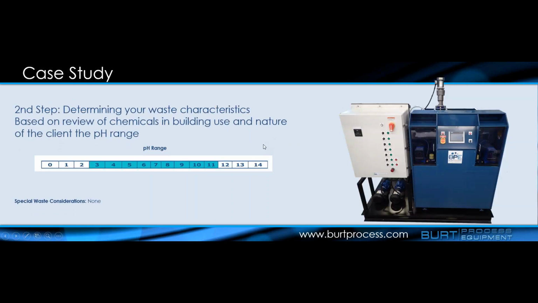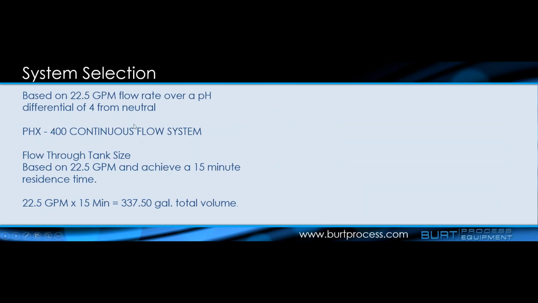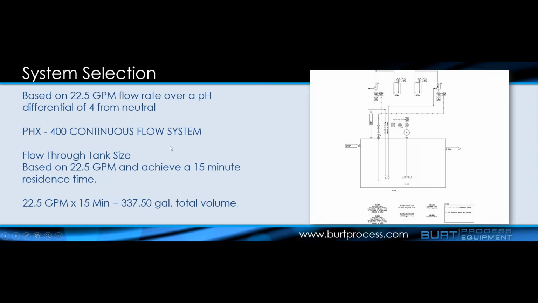Again, looking at our pH range, this is a basic 7-story lab. PHXs tend to operate, as I said, in that 2 to 12 range, 4 away from neutral. This is kind of a perfect PHX 400 with a little bit higher diversity. You can probably use a little bit of a reduced residence time. Again, if I said 20% diversity, it's just a 20-minute residence time in this case for a 337.5 gallon, which is a 400 gallon ACS system.